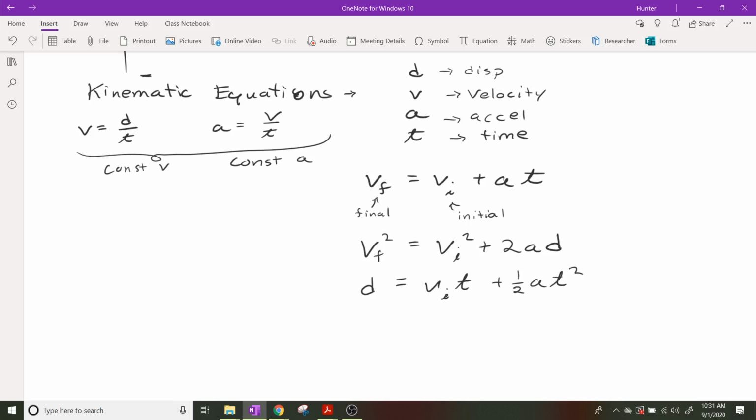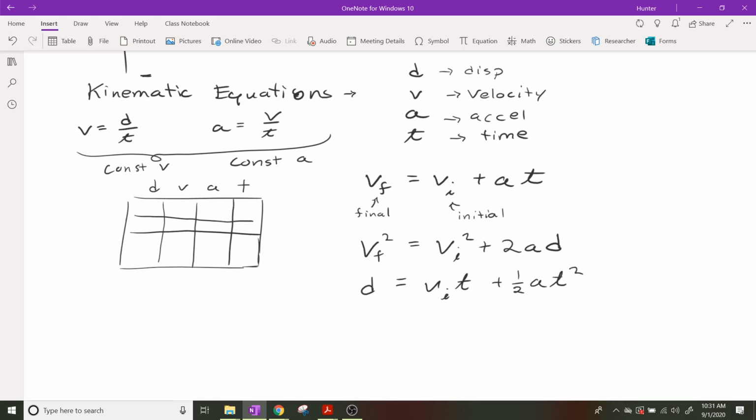So if we had our situations set up and we just analyze these equations a little bit, some of these equations have some of the variables and they ignore some of the other variables. So if we write our kinematics equations in a little table, the first one, Vf equals Vi plus At, has your velocity, your acceleration, and your time, but it doesn't have distance in it, or displacement, I should say, I'm sorry. It literally just leaves it out. There's only three of them.